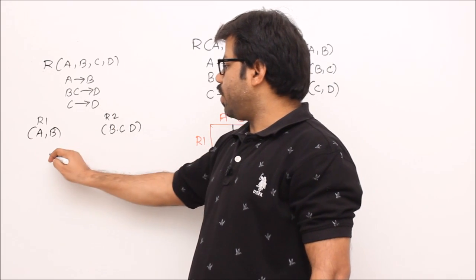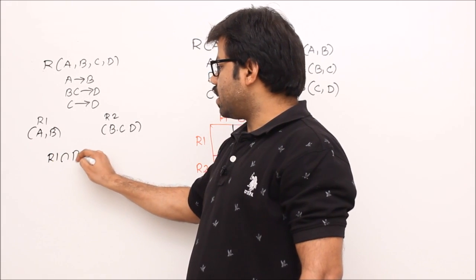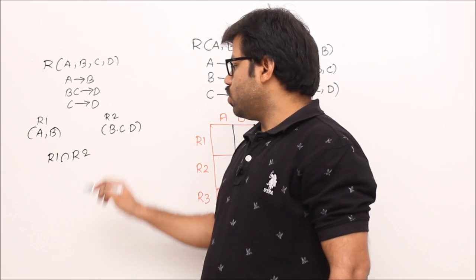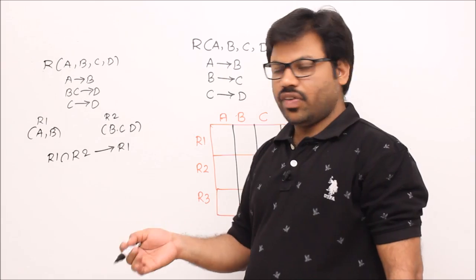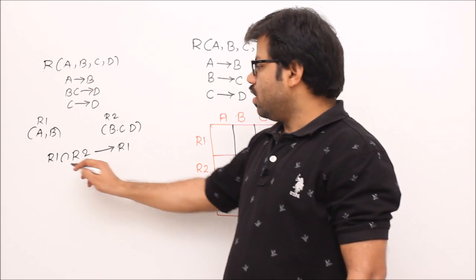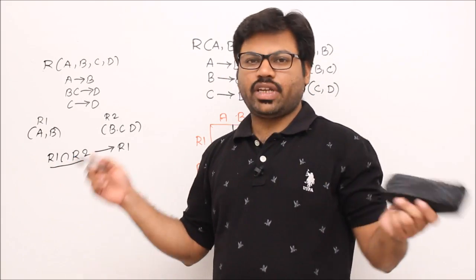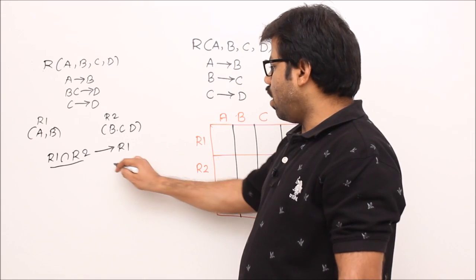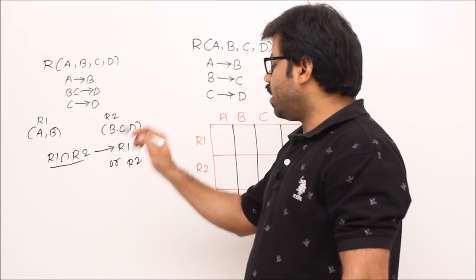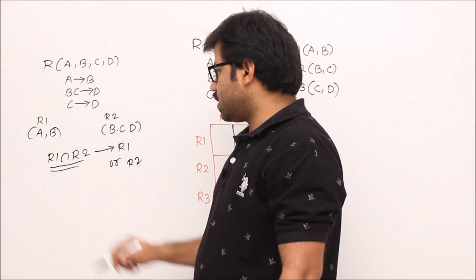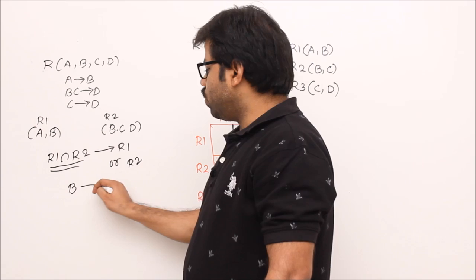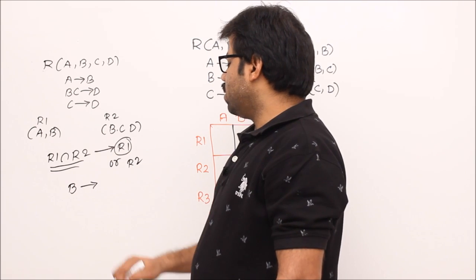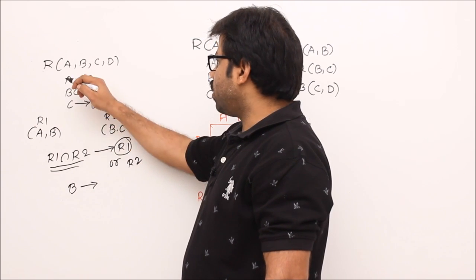For that, the simple formula is that R1 intersection R2, the common attributes, should be a key for R1. It need not be a key, otherwise at least it should contain a key. That means R1 intersection R2 should be a super key of R1 or R2. We'll try that. First of all, apply R1 intersection R2. What is R1 intersection R2? B. That B attribute should determine R1. That means B should determine all the attributes of R1.